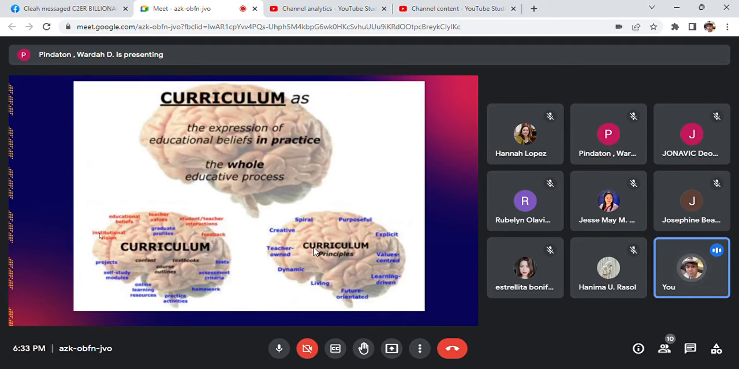And the principles that are included in the curriculum are creative, spiral, purposeful, explicit, value-centered, learning-driven, future-oriented, living, dynamic, and teacher-owned.